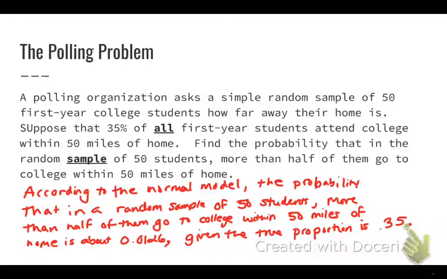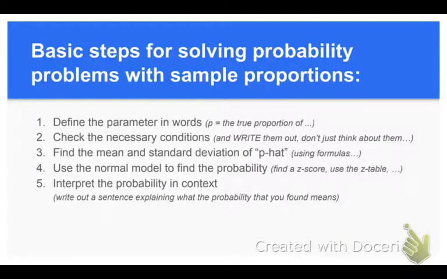Okay, so that is a full write-up of proportions. So you want to make sure you do all of those things. So I think I have it summed up here. So basic steps for solving probability. Make sure you define the parameter in words. So P is the true proportion of whatever. Check your necessary conditions and write them out. Don't just think about them. You have to physically write out statements for each of them. Find the mean and standard deviation of P hat using formulas. Use the normal model to find the probability. So find your z-score and then use the z-table, or in our case, we're just using our calculator. And then always interpret the probability in context. So write a sentence explaining what the probability that you found means, right? What does it mean? Which is what we did.